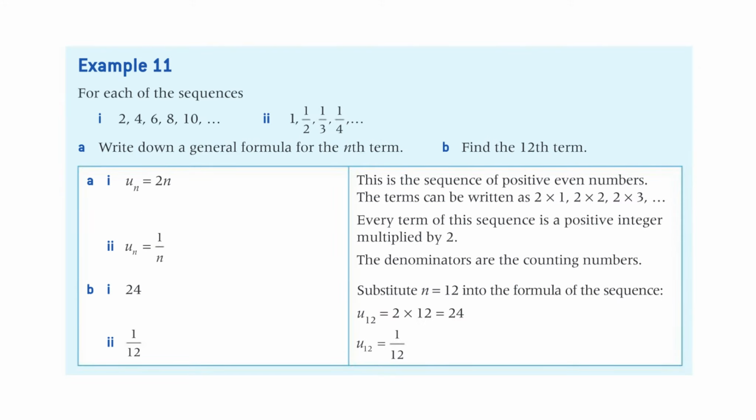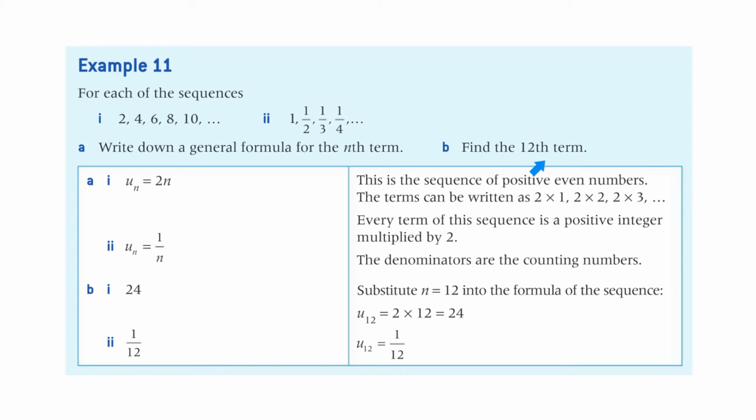Example 11, for each of the sequences, write down a general formula for the nth term. Well, this one has a difference of 2, so the sequence u sub n, the nth term is 2n. So if n equals 1, that equals 2. Well, that's true. When n equals 2, the term equals 4. So that's true. This is a sequence of positive even numbers. The terms can be written as 2 times 1, 2 times 2. And this one, this is 1 over 1, 1 over 2, 1 over 3, 1 over 4. So that would be u sub n equals 1 over n.